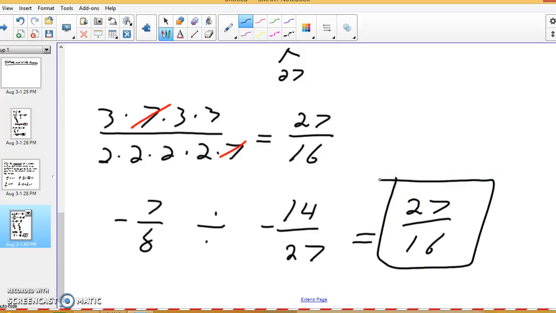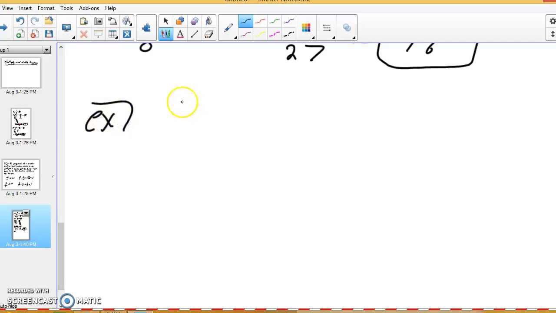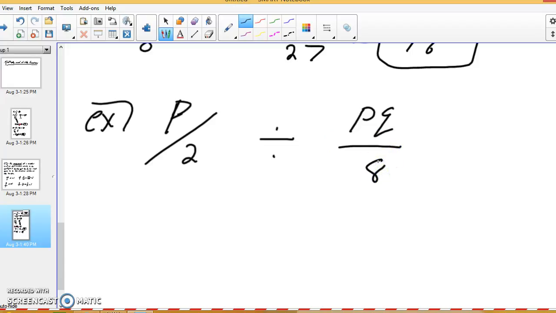So that is how you divide fractions, and I'll give you guys an example to work on so you can try this yourself. So now I'm going to use a couple of variables and see if you can figure those out. So p divided by 2, divided by pq over 8. Now again, you can just treat these variables just like they were a regular whole number, okay? So I'll let you guys work on that, and then we'll go through it in a minute.